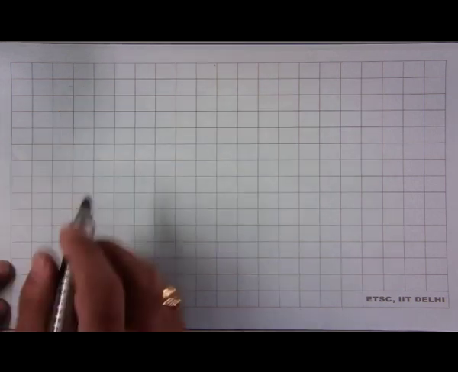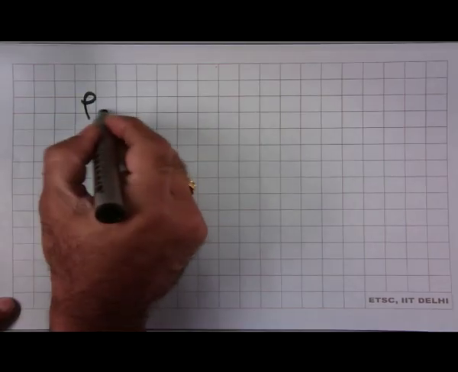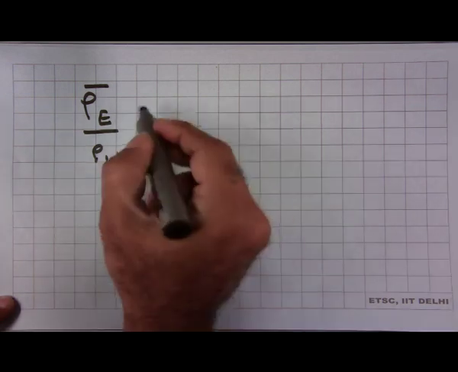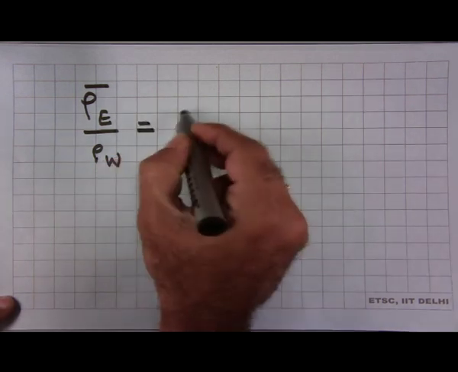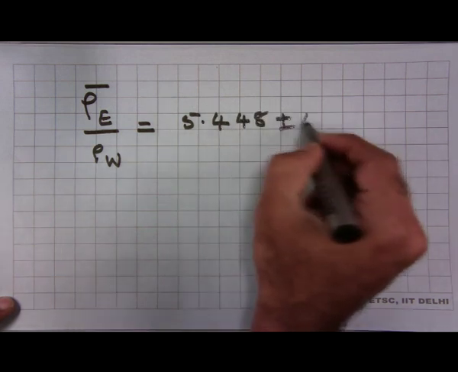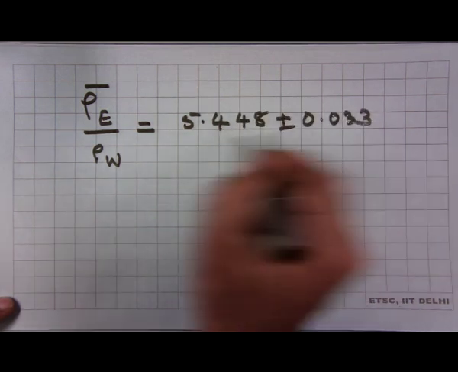So, if you plug in all the numbers, well, people in those days used to like to give the specific gravity rather than the density. And please remember, specific gravity is the ratio of the density of a material to the density of water, presumably at room temperature. So, rho of earth mean divided by rho water, let us say at normal temperature and pressure, turns out to be 5.448 plus or minus 0.033. This is the number that Cavendish got.